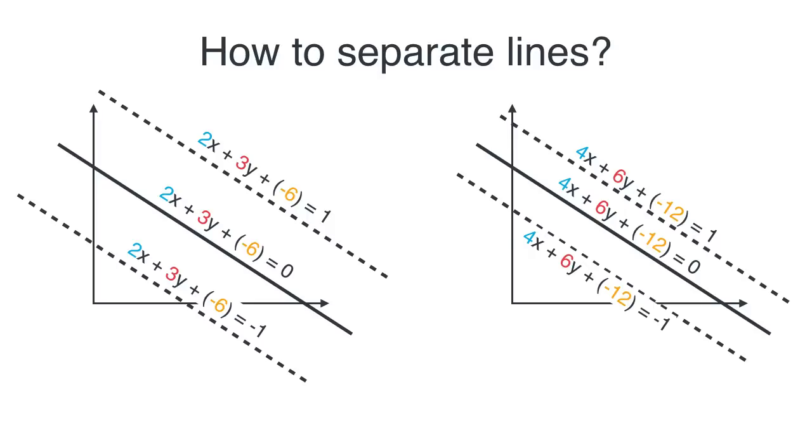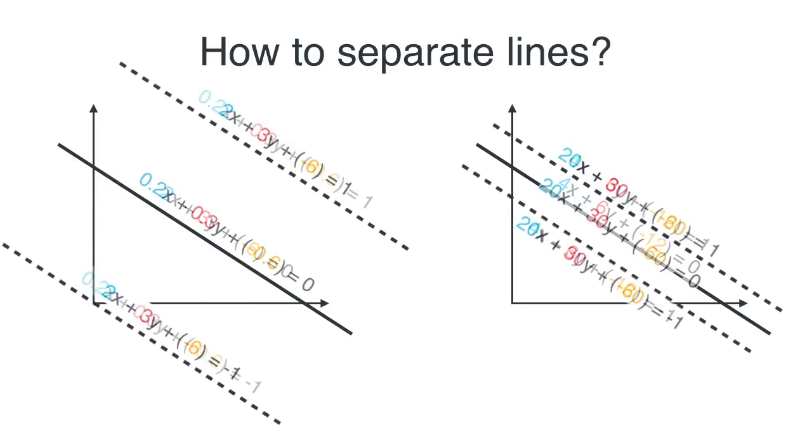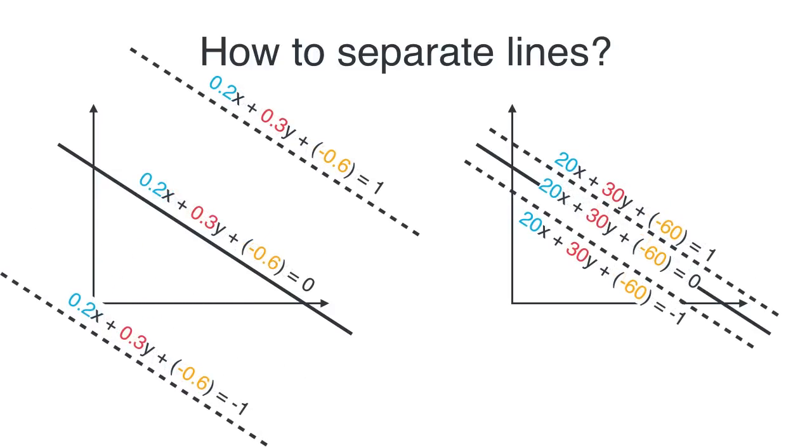And if I multiply this equation by a smaller factor, for example by dividing by 10, so I get 0.2x plus 0.3y plus minus 0.6 equals 1 and minus 1, then I get lines that are much farther away from the original one. And if I multiply it by a huge number, by 10 for example, I get 20x plus 30y plus minus 60 equals 1 and minus 1, then the lines get much closer. So the original line stays the same if I multiply by a constant, but these two parallel lines move farther away or closer depending on if I'm multiplying by a number that is close to 0, a small number, or by a large number.